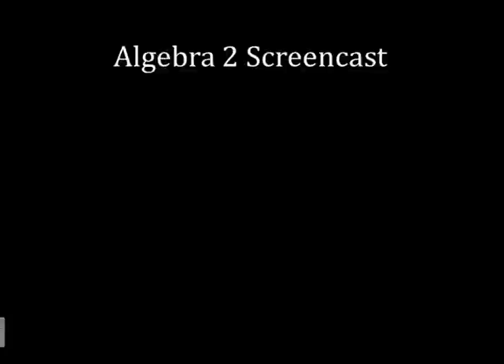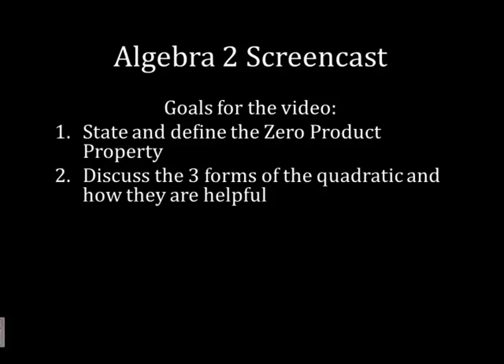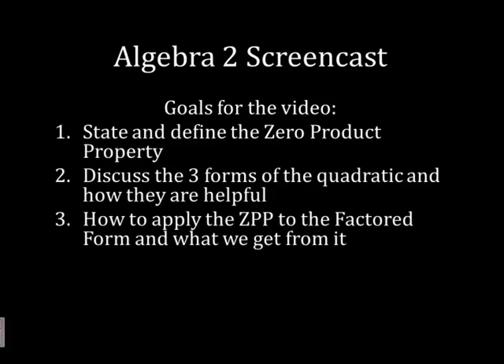This will be an Algebra 2 screencast where we cover the zero product property. We're going to state it and define it. We're going to discuss the three forms of the quadratic and how they are helpful to us in Algebra 2. We're going to talk about how to apply the zero product property to the factored form and what we get from it.